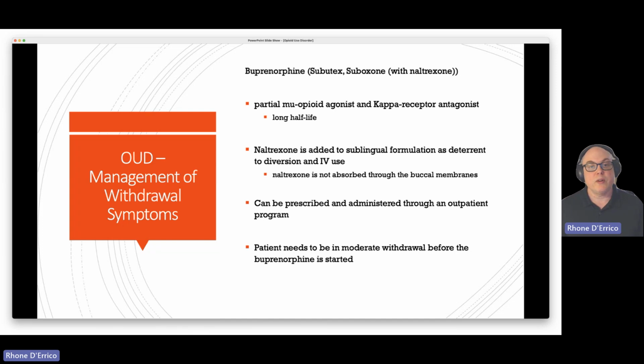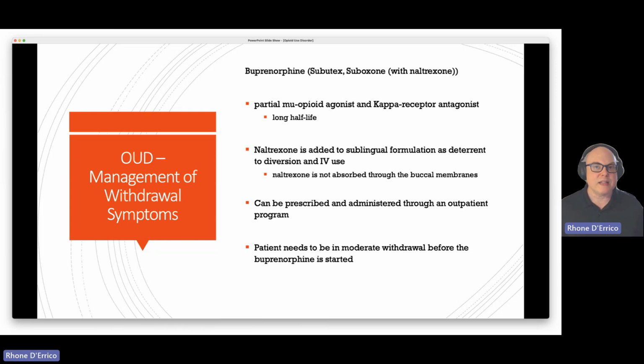The difference between buprenorphine and methadone is we can actually prescribe and administer this through an outpatient program. It used to be you needed the special data waiver, the DEA waiver that we all got, and you had to go through special classes, et cetera. That's been taken away. And so physician associates, nurse practitioners, and physicians, it's now much easier to prescribe buprenorphine. You just have to take some classes.